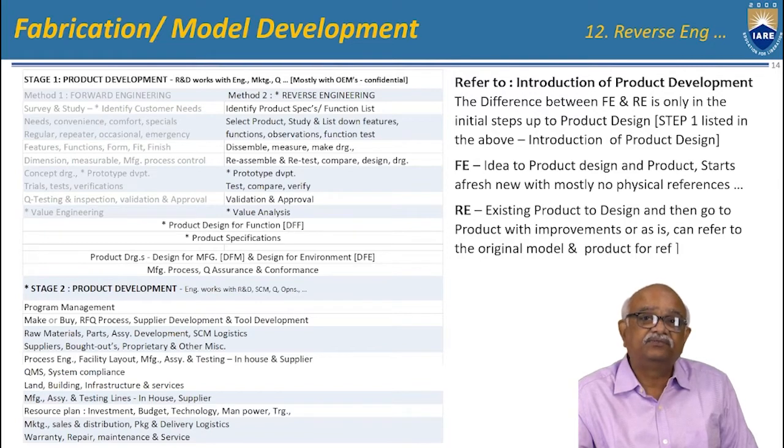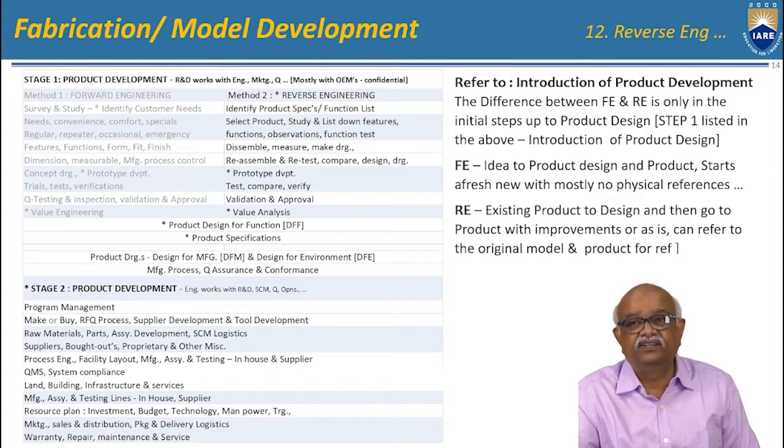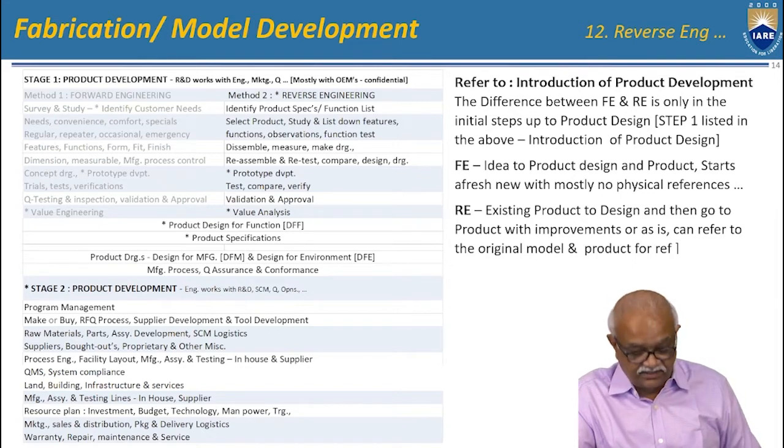Whereas in regular forward engineering, it is all concept and only the model, only the designer has the physical visualization. Nobody else can really think of it. Whereas here there is an advantage that everybody can see how the product should look, and everybody will work for improving it or making it better.